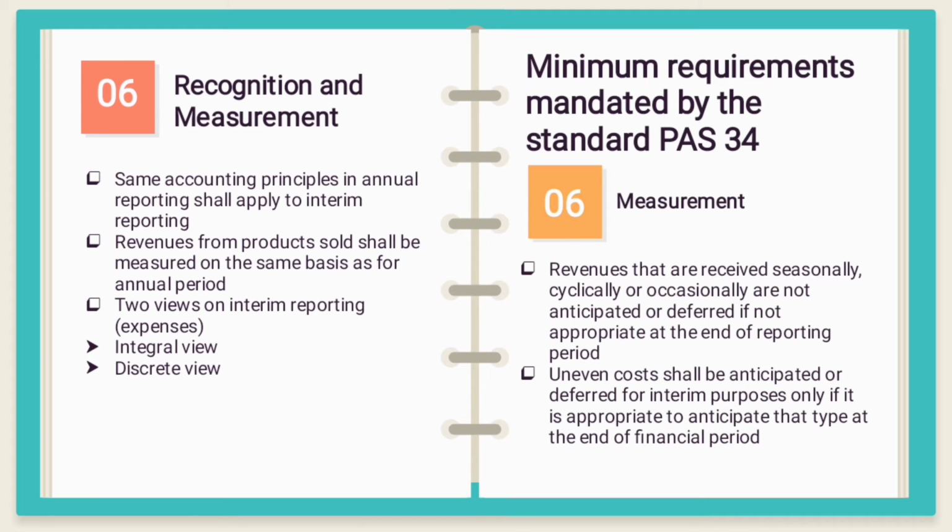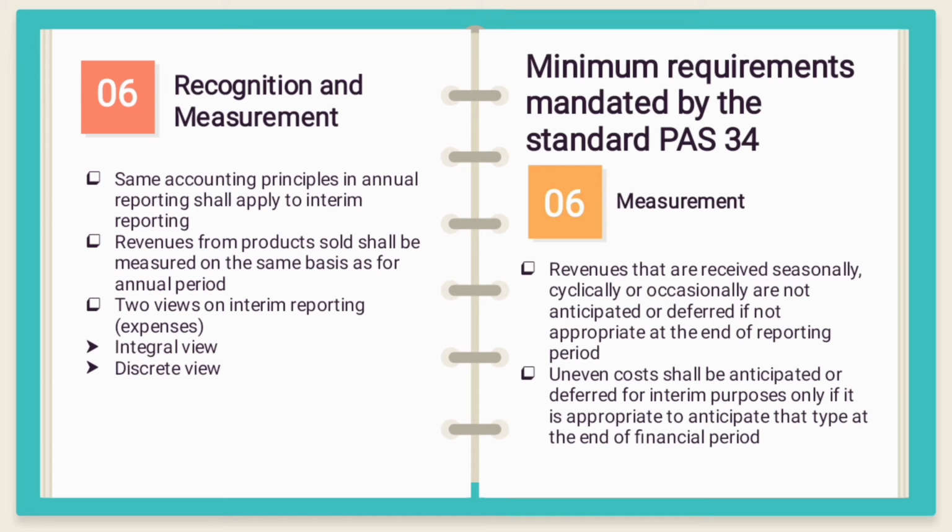Number 6, recognition and measurement. Yung revenue na natatanggap mo, seasonal or by occasion, such as royalties and dividends, ay hindi dapat ina-anticipate or dine-deferred, lalo na kapag hindi appropriate sa end of reporting period. For example, ay tuwing Valentine's Day. Hindi porket malaki ang kita mo, kailangan mo na siya anticipate. Hindi mo siya dapat i-anticipate kagaya sa government grant kasi hindi naman siya pare-pareho.